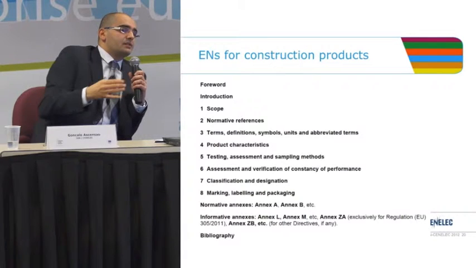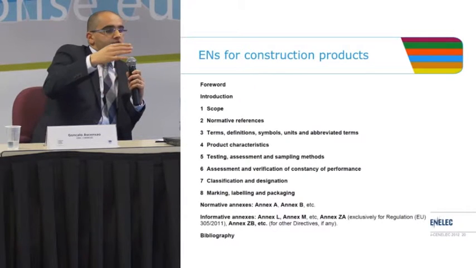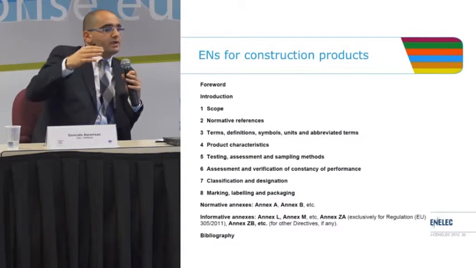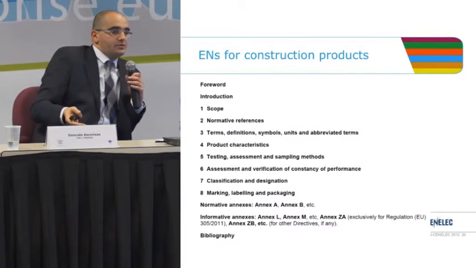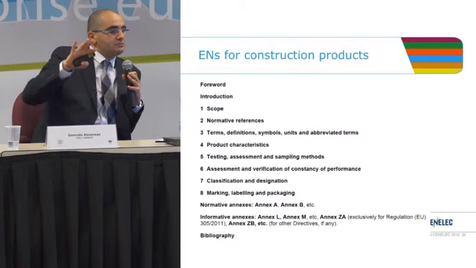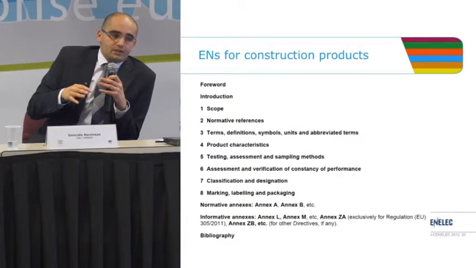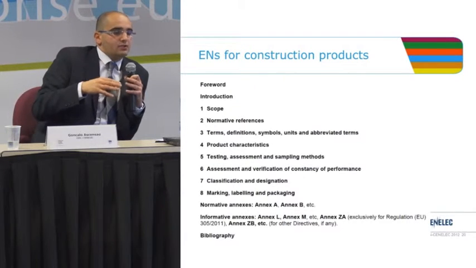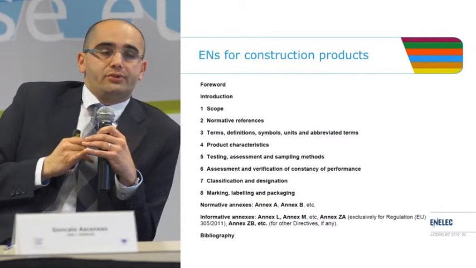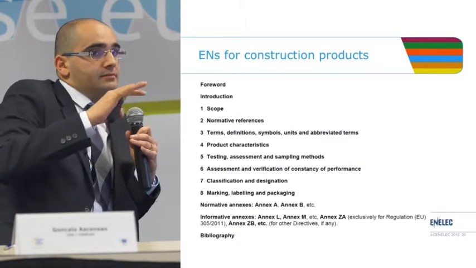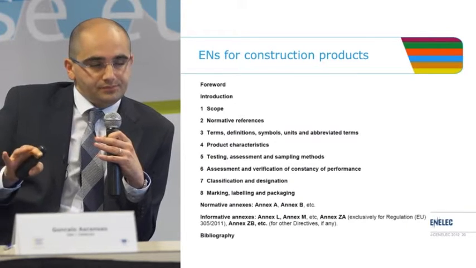Some of the points are just some of the internal regulations for writing a standard. For instance, the foreword, if needed an introduction, the scope, normative references. These are the internal regulations for standards that define this. What is important, and what a harmonized standard or a candidate harmonized standard should have, is a clause 4 with product characteristics, identifying all the characteristics that are relevant for a product.